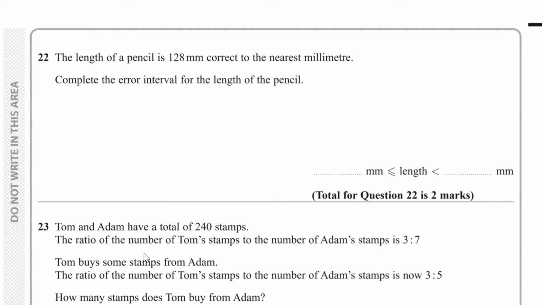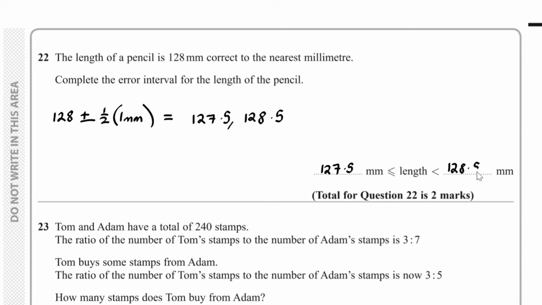Question 22. The length of a pencil is 128 millimeters to the nearest millimeter, and we have to complete the error interval for the length of this pencil. So if it's to the nearest millimeter, we have our original length 128, and then plus or minus a half of the unit, so a half of 1 millimeter. So this is equal to 127.5 and 128.5.